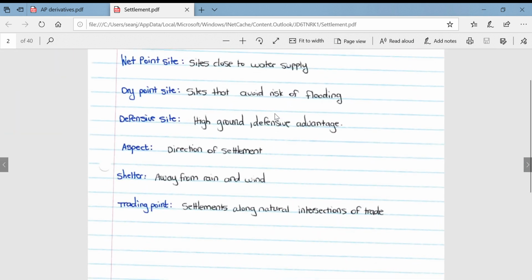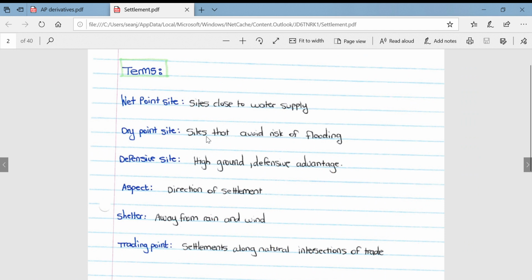Then if we look at some important terms relating to rural settlements, we get a wet point site, sites that are close to a water supply. A dry point site is sites that avoid the risk of flooding. A defensive site is usually located on higher ground with a defensive advantage. The reason for higher ground is obviously you can see more land.